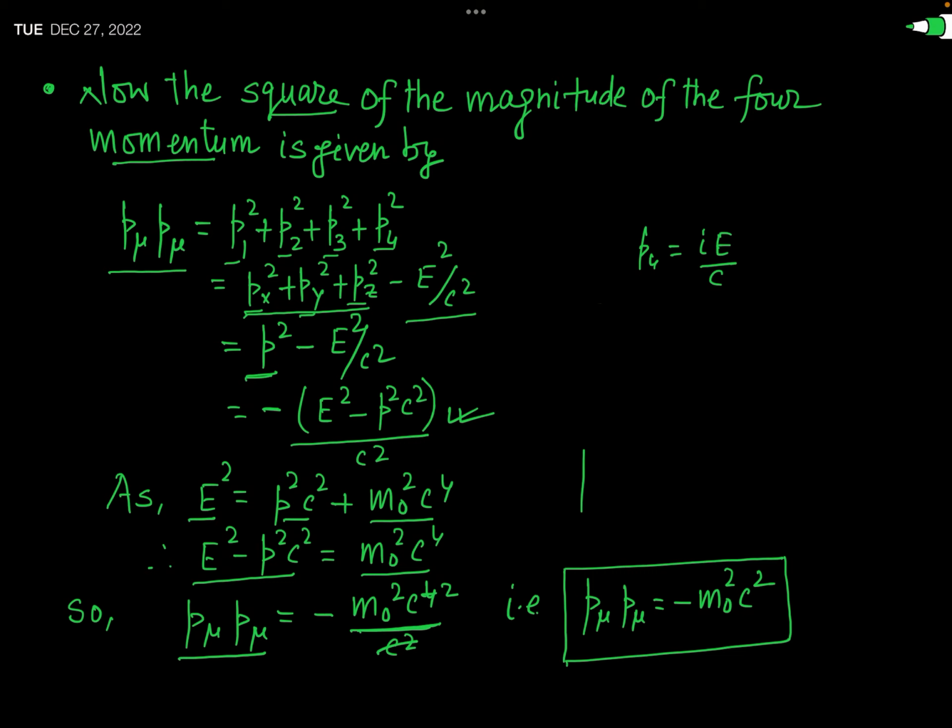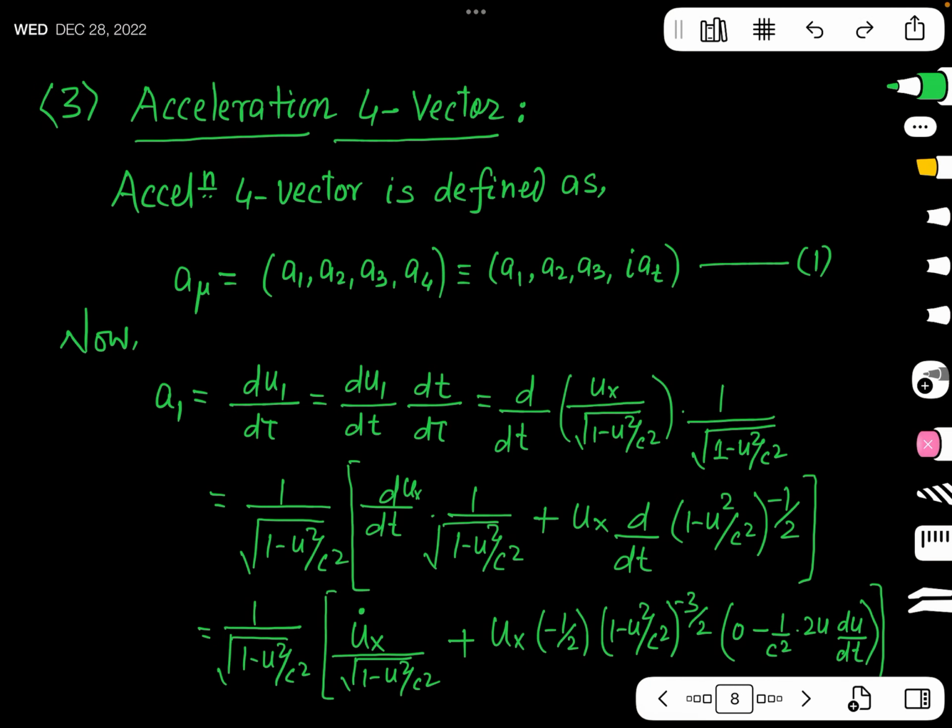Again, when you use the other convention, that is when the square of the magnitude of the 4 vector is written as a4 square minus a1 square minus a2 square minus a3 square, if you adopt that convention, then what will P mu times P mu be? Simply the sign will change. Then it will be equal to m naught square c square. So this is all about the momentum 4 vector.